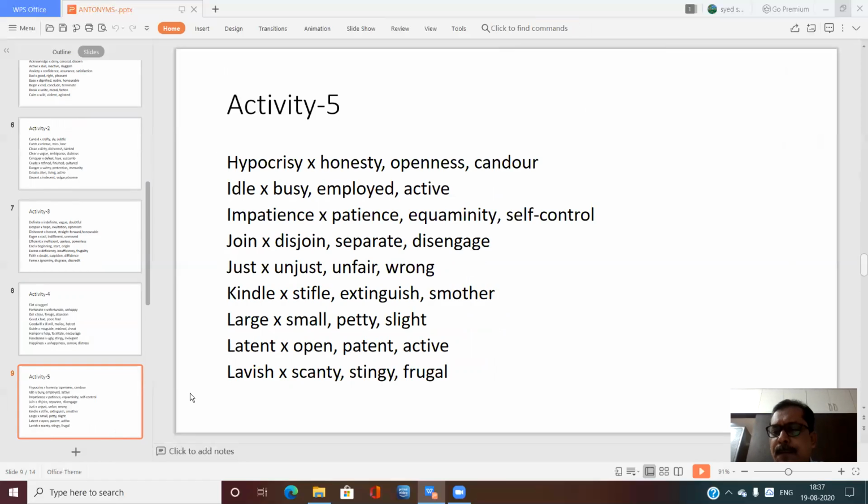Next, activity 5. Hypocrisy. Opposite words: honesty, openness, candor. You can also say frank.